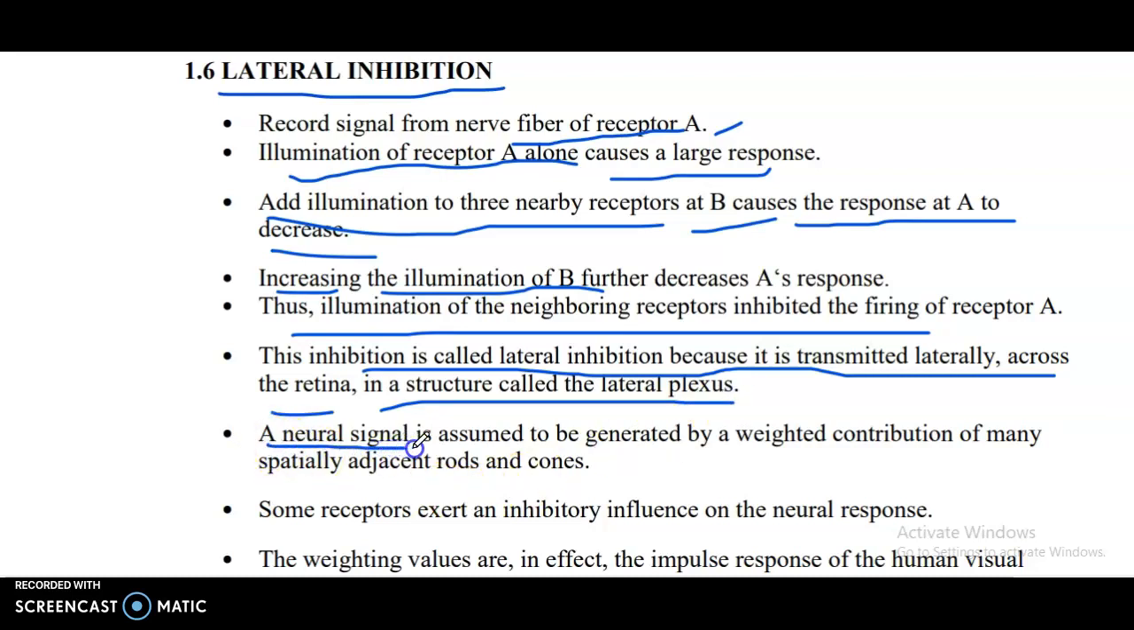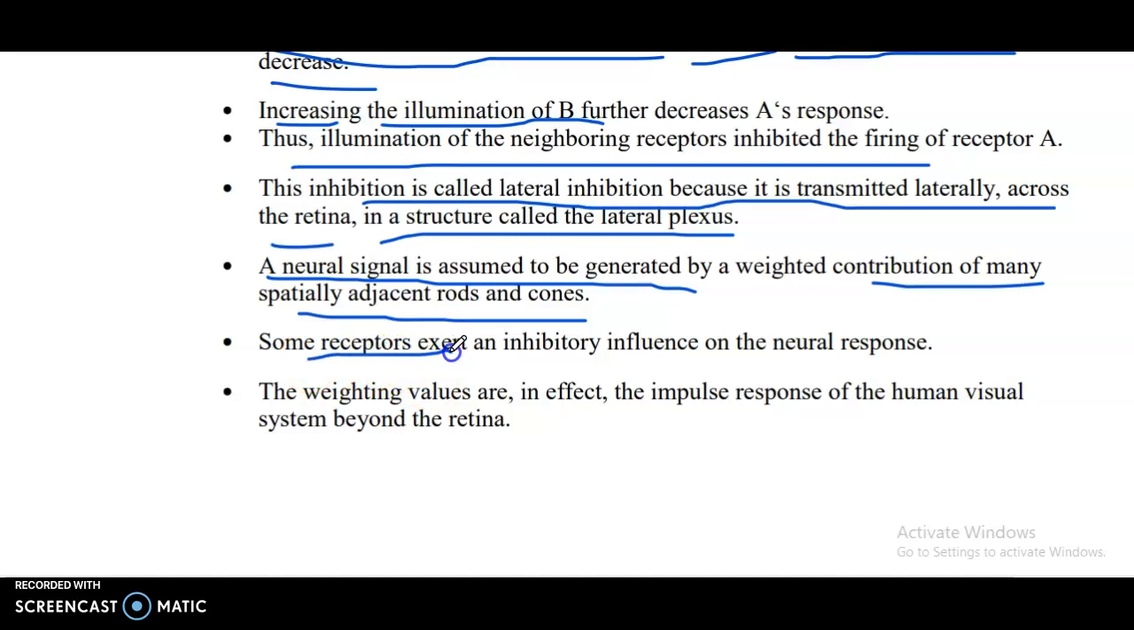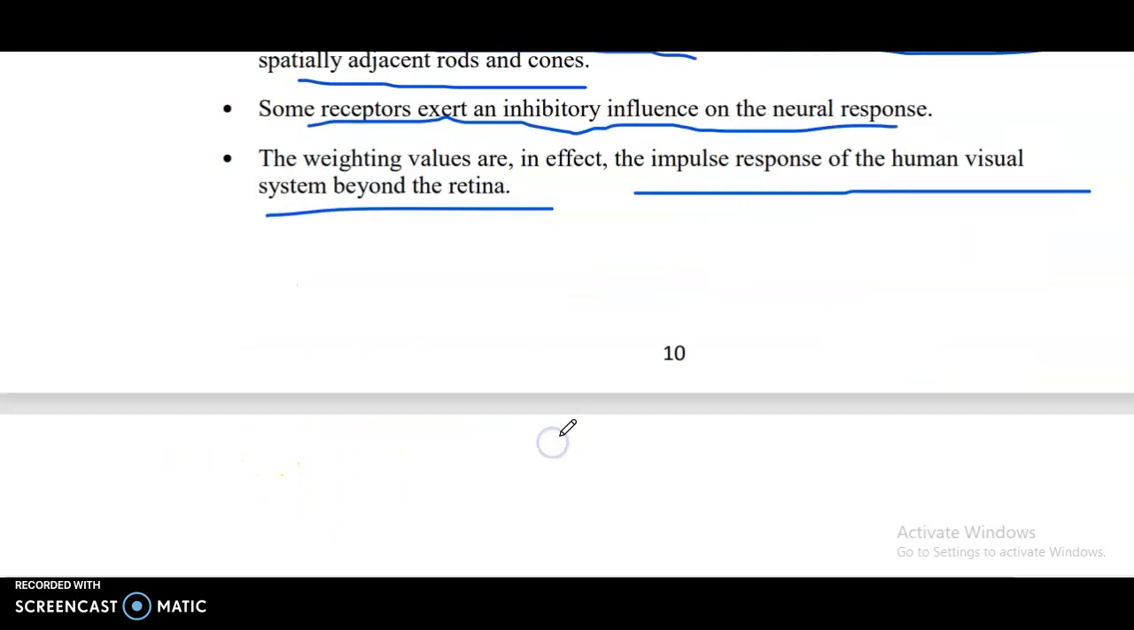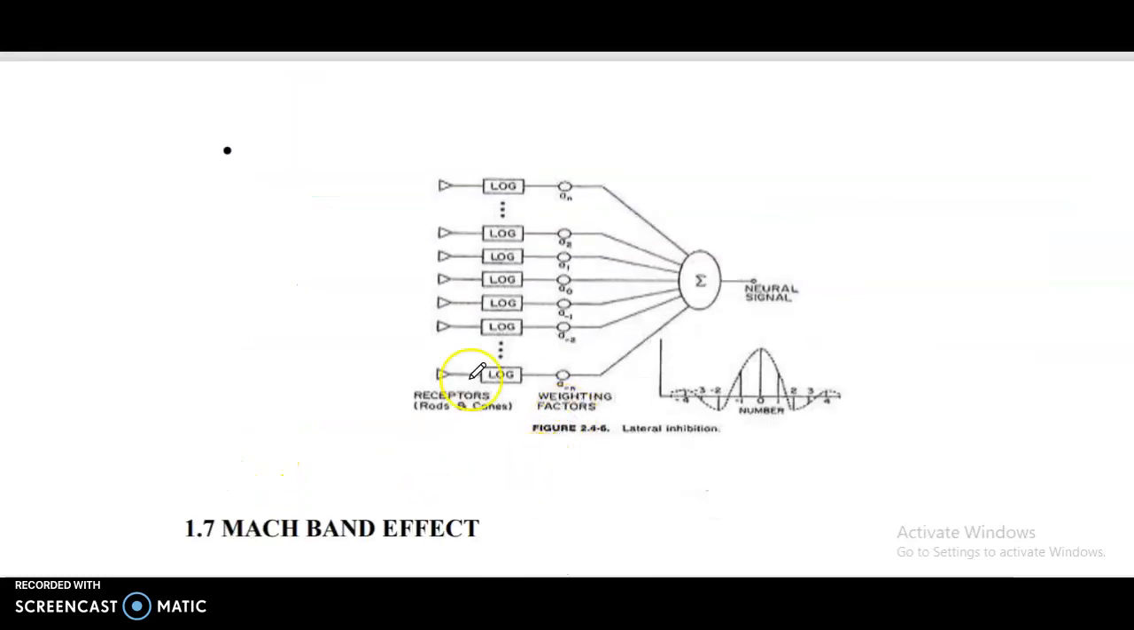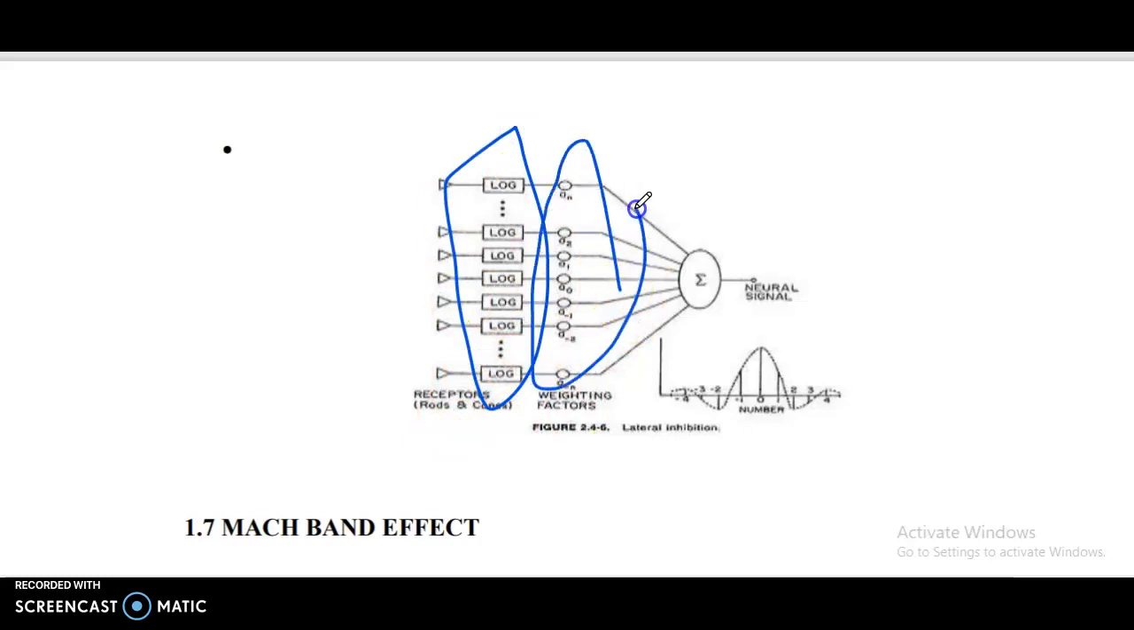A neural signal is assumed to be generated by a weighted contribution of many spatially adjacent rods and cones. Some receptors exert an inhibitory influence on the neural response. The weighting values are in effect the impulse response of the human visual system beyond the retina. Here: logarithmic receptors, weighting factors, lateral inhibitions, neural signals.